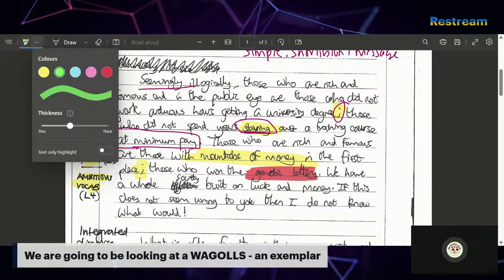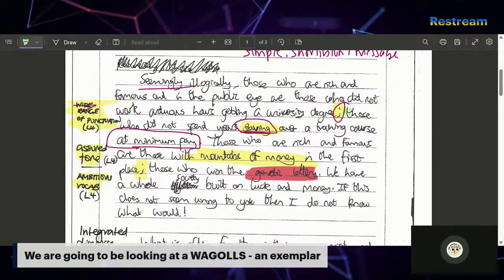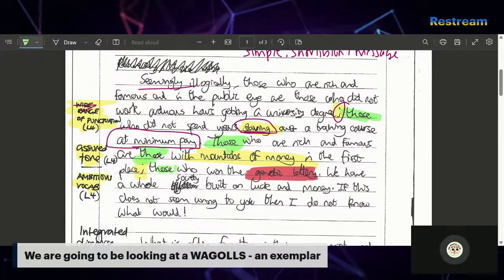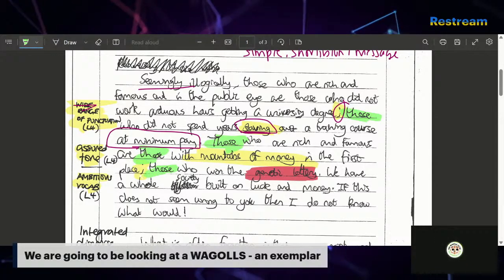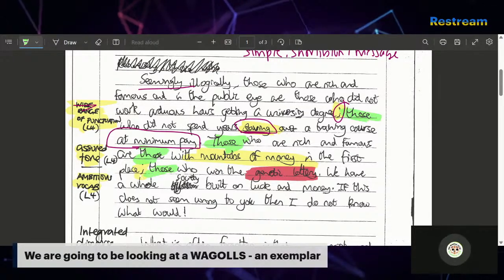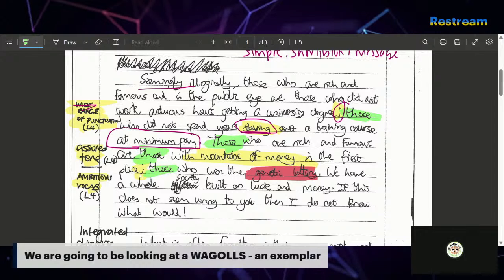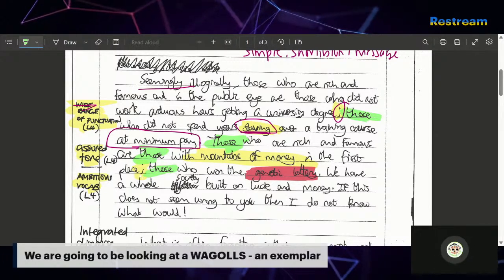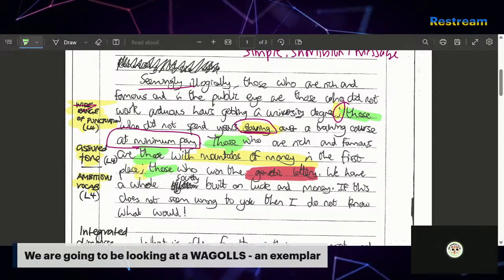Now, another thing to note is a repetition of those who did not, those who did not, those. This is a technique called anaphora. You're constantly repeating something, and in this case, it's an address to a third-party group of people that the writer is criticizing and talking about how life is very fair to a certain group of people.